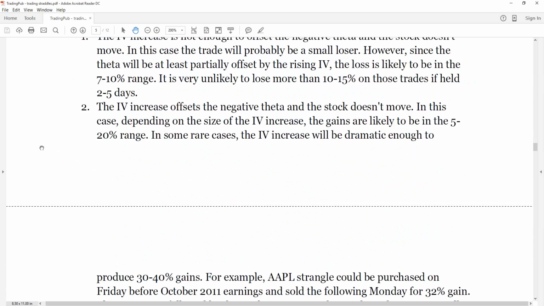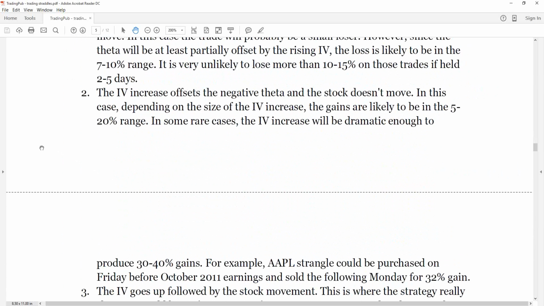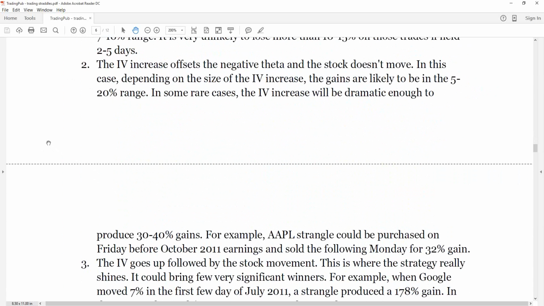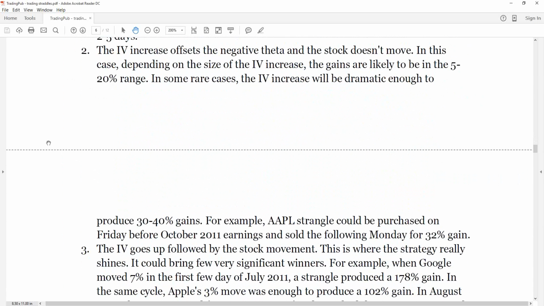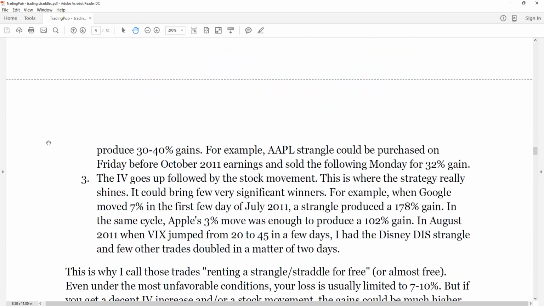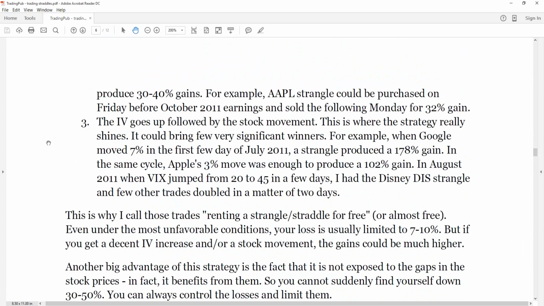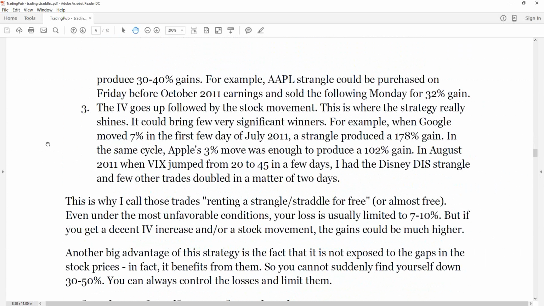Now, second scenario is IV increase offsets the negative theta and the stock doesn't move. In this case, depending on the size of the IV increase, the gains are likely to be in the 5 to 20% range. In some rare cases, IV increase will be dramatic enough to produce 30 to 40% gains. This is not typical, but it could happen sometimes.